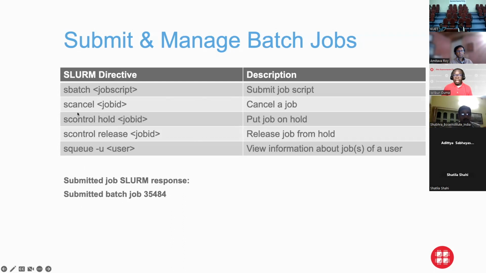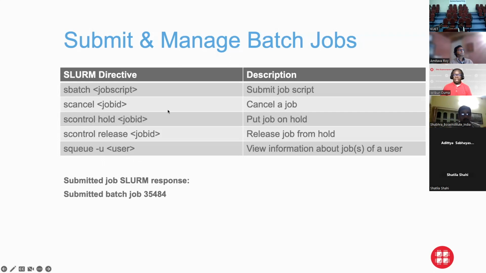You can also cancel. If you realize that maybe there was an error and you want to cancel that submission, you can just put scancel, then you use the job ID. And then you can also look at the status of whether that job is already running or it's still on the queue by using this command, squeue -u, and then you put your OSC username.